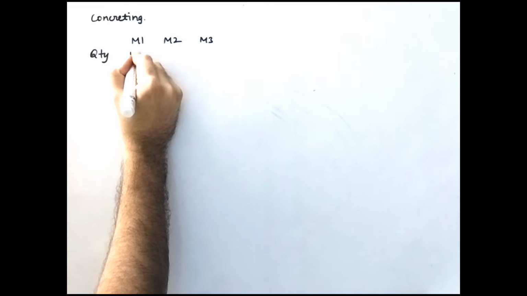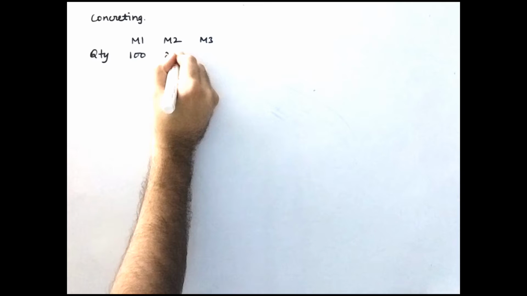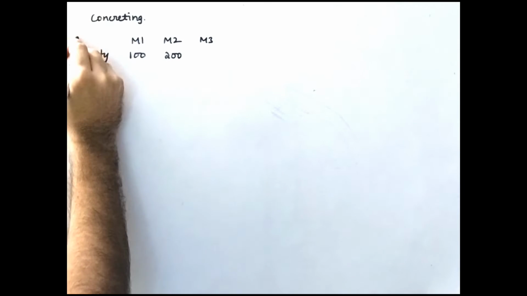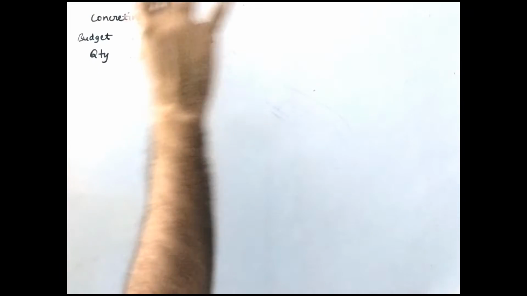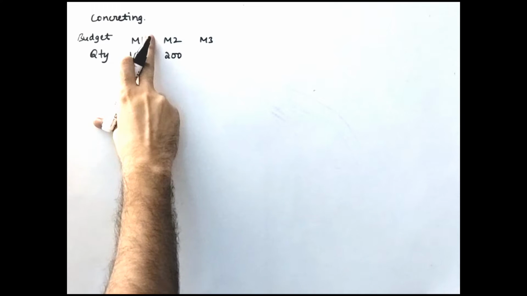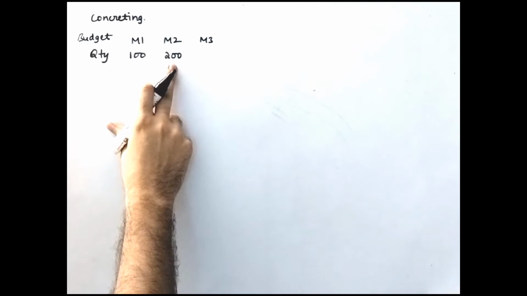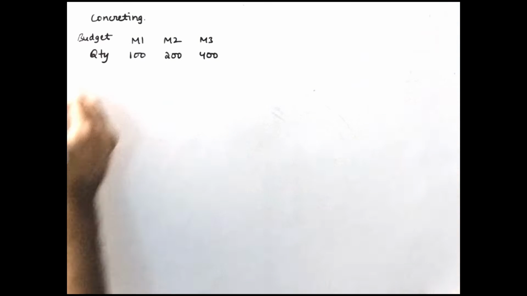Okay, how much is the quantity? For the first month the quantity is 100 meter cube, for the second month the quantity is 200 meter cube. This is the budget, what you have planned at the start of the project. For a very small project, you will be doing only 100 meter cubes of concrete in the first month, 200 meter cubes of concrete in the second month, and let's say 400 meter cubes of concrete in the third month.